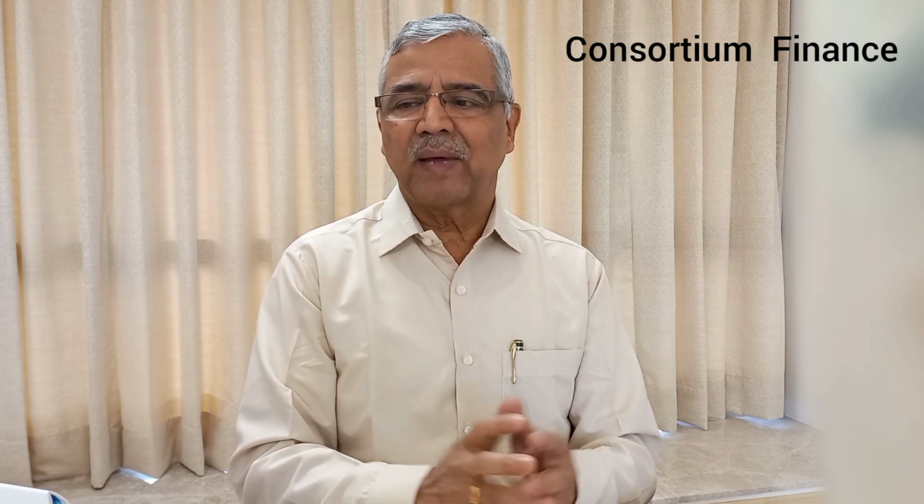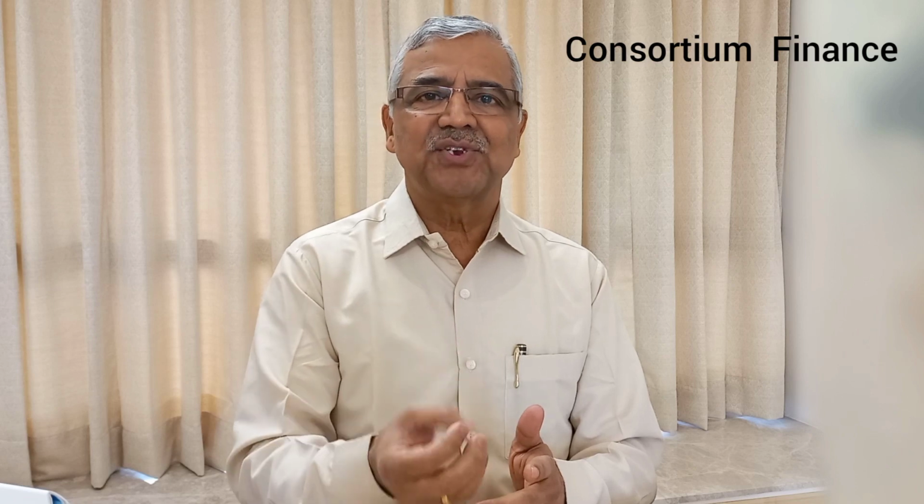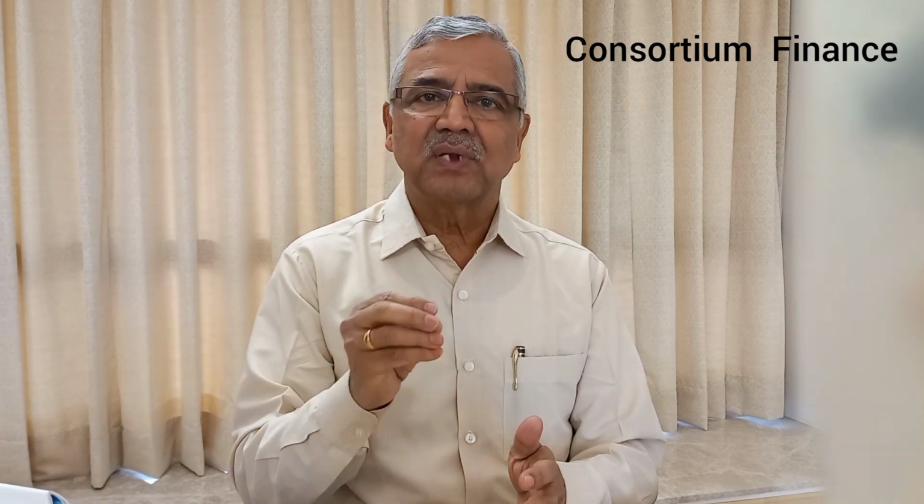The second way: instead of going to so many banks, I go to one bank and a few banks then come together. Considering my requirement of funds, a few banks may come together and they may decide to finance jointly. It is called Consortium Finance. So two or more banks come together. One bank takes the initiative, that is called the lead bank. And I have to apply to this lead bank.